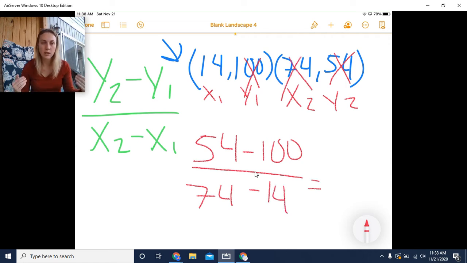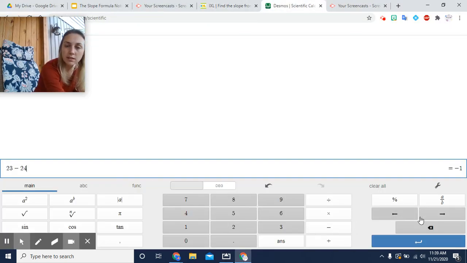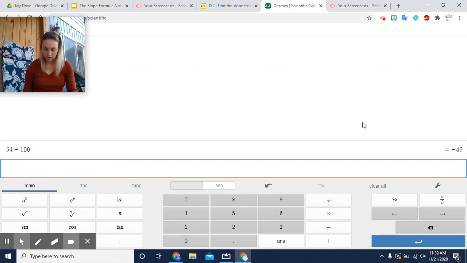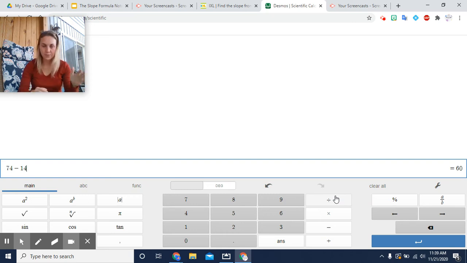So then cool, we can go ahead and put this into your calculator if you're not sure what 54 minus 100 is. So we'll go ahead and do that. 54 minus 100 is negative 46. And then 74 minus 14, it's going to be 60, but let's put that in here real quick. 74 minus 14, it's going to be 60.